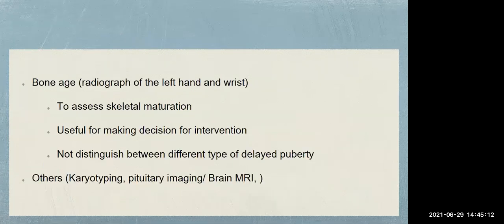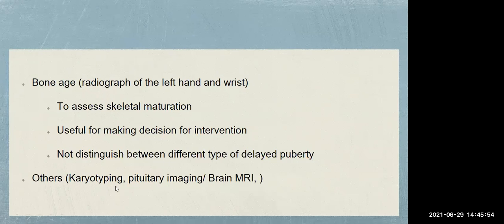Okay, and next investigation that can be done is bone age. So we send for radiograph of the left hand and wrist. Why would we like to do this? Because we would like to assess the skeletal maturation. And this bone age is actually helpful for us in making decisions for intervention. For example, in the case of CDGP, constitutional delay of growth and puberty, we might consider to give hormone therapy. However, this bone age cannot distinguish between different types of delayed puberty.